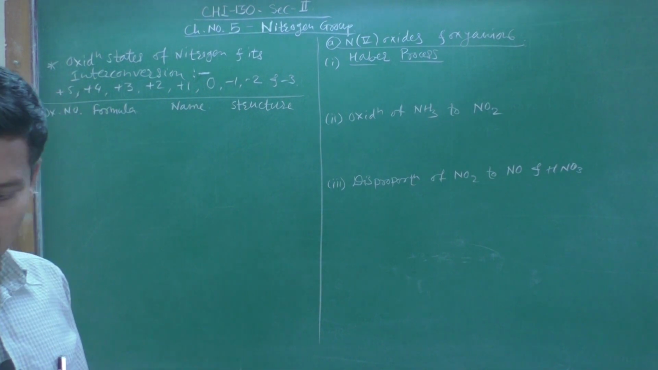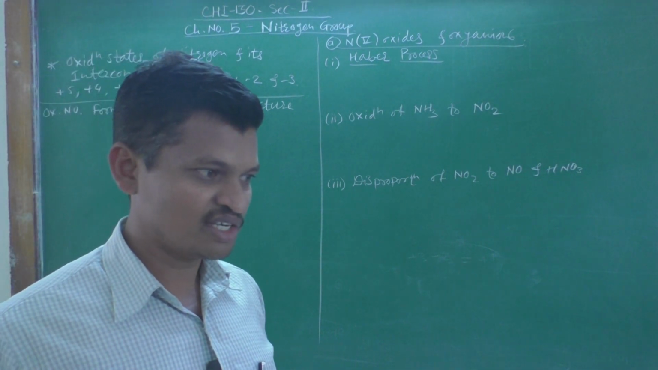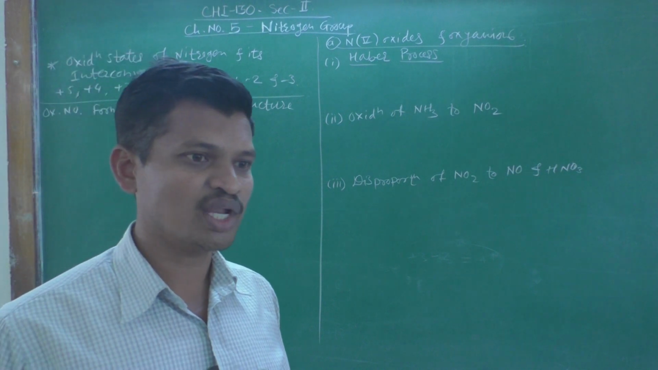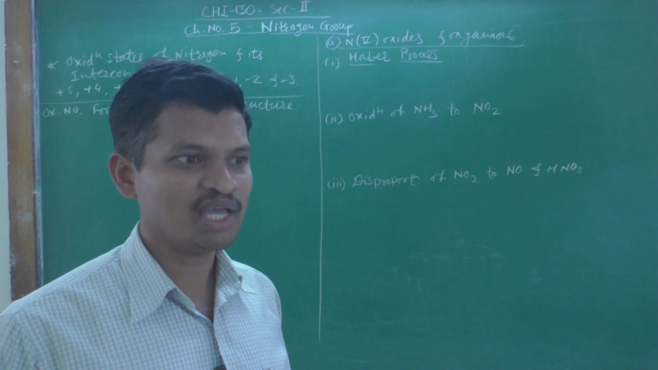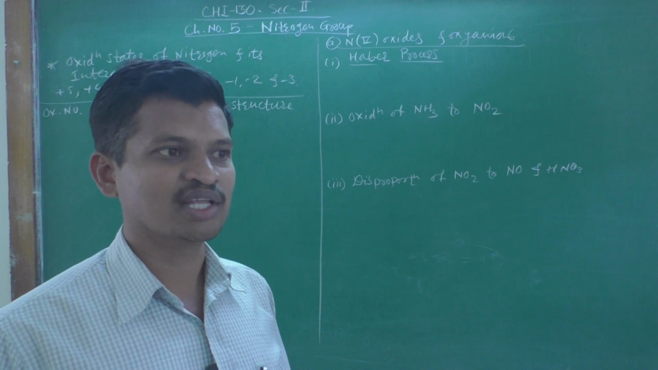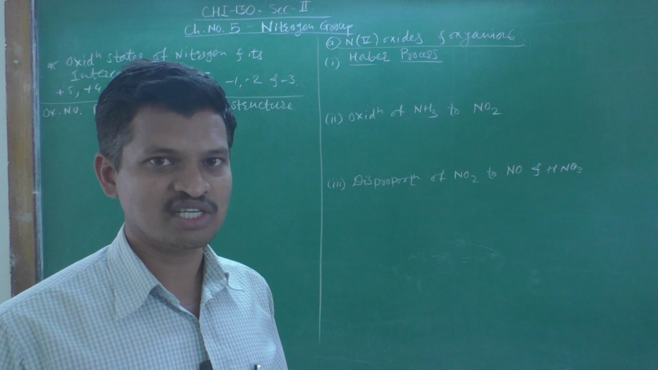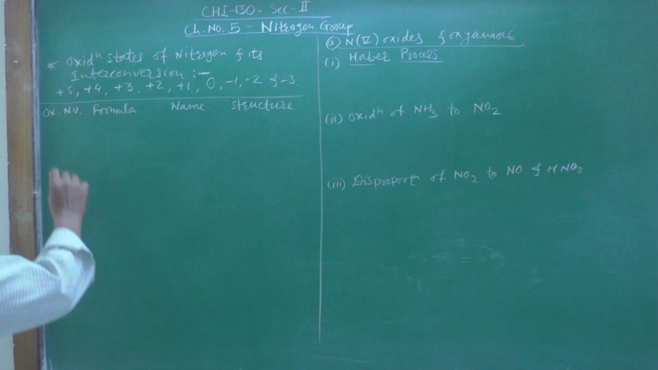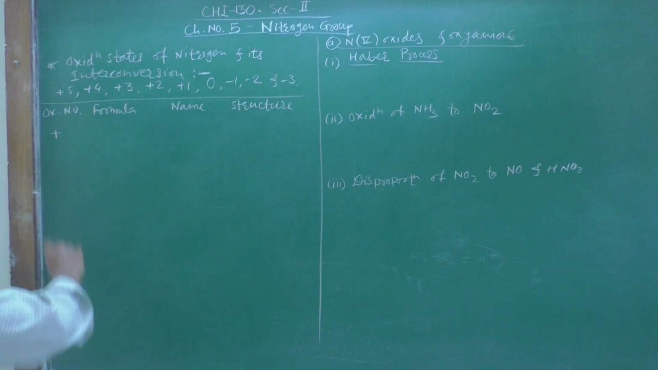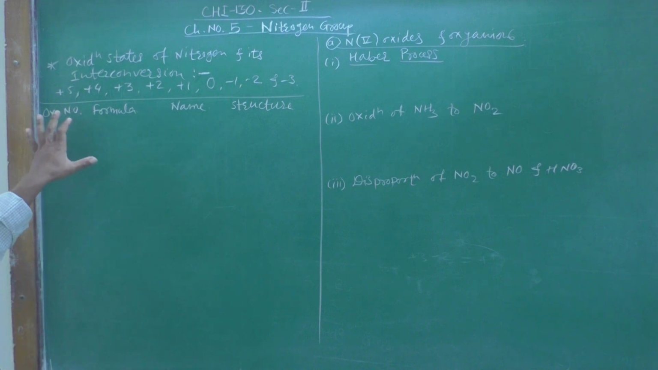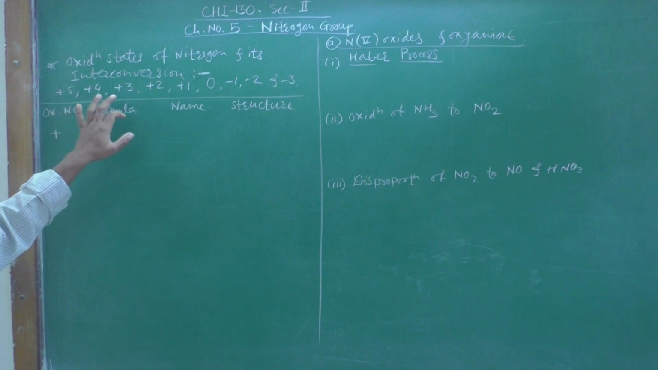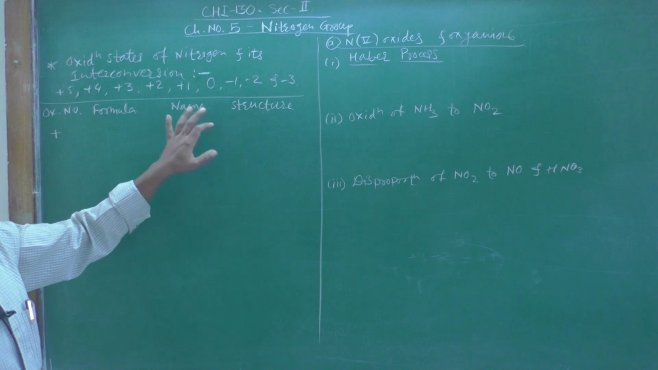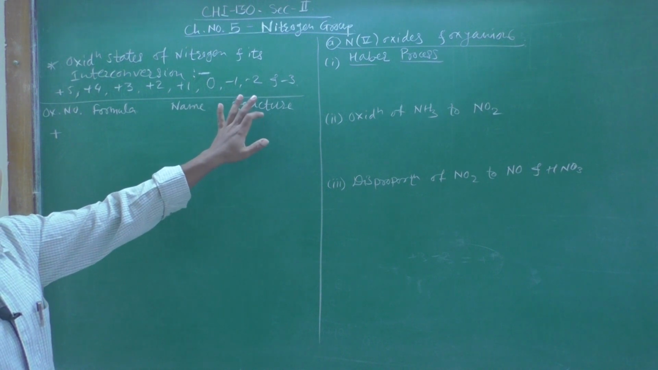So, in your examination, the structures of these oxides of nitrogen or oxoanions of nitrogen may be asked. What will be their oxidation state, and what is the name of that structure, are also important. So, the first one is, we will prepare a table consisting of oxidation number, formula, name of that compound and the structure of that compound.